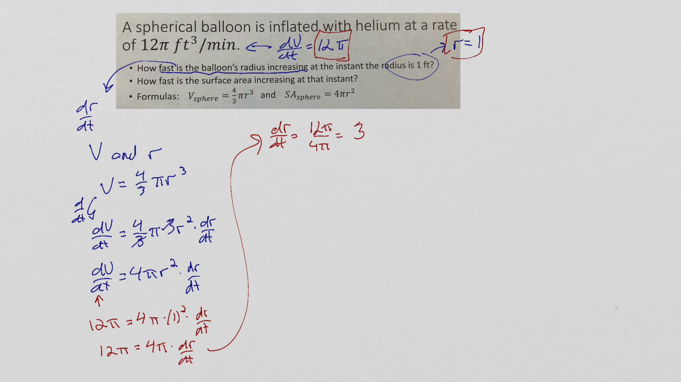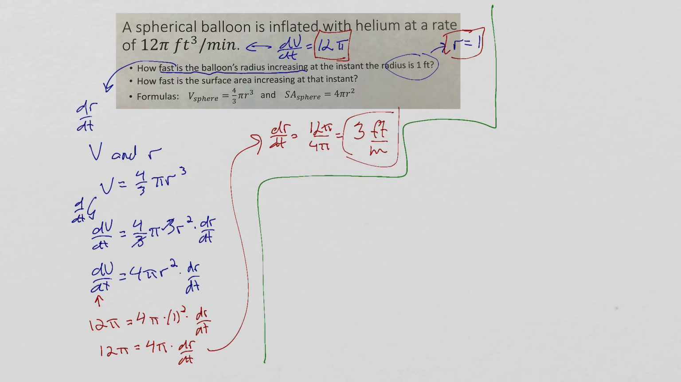What units do I have? I take the units for r, which is feet, and the units for time, which is minutes. So feet per minute. That's the answer to that first bullet point.